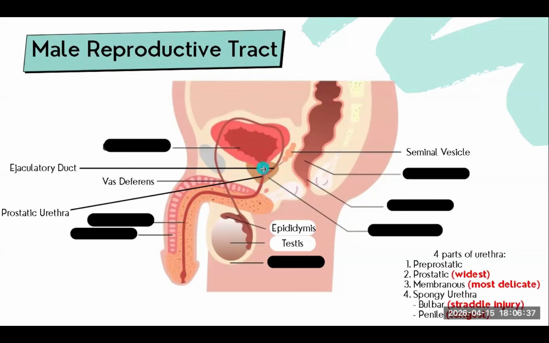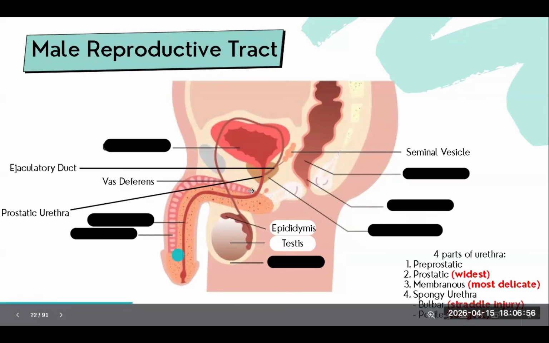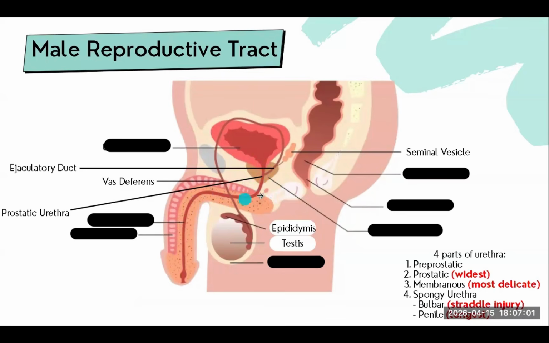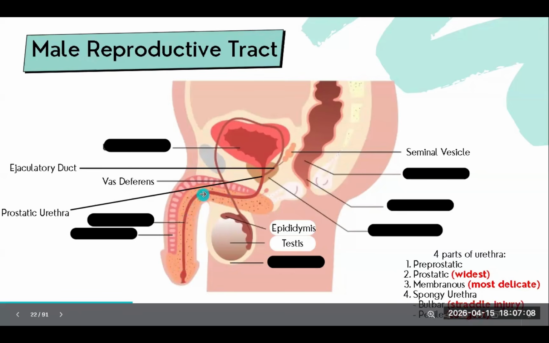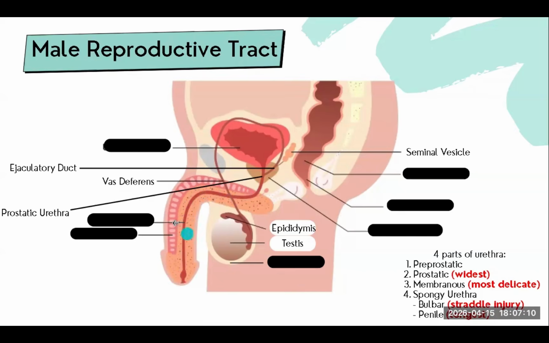Now, the urethra has 4 parts, and the first part is before the prostatic urethra. It's known as the pre-prostatic urethra. It's over here. Then you have the prostatic urethra going through the prostate. After that, this free urethra, you could think of it like that, is known as the membranous urethra. And then you have the penile urethra, the spongy urethra, which is very long. The beginning part is known as the bulbar portion of the spongy urethra, all the way over here. And then from here onwards, it's known as the penile portion of the spongy urethra.